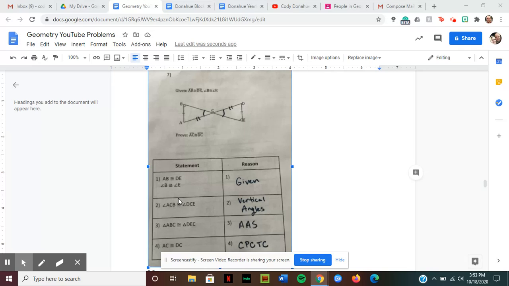Okay, so in our first statement, again, we're given the statements. We're asked to list the reasons that these statements make sense. So for our first statement, AB congruent to DE, angle B congruent to angle E, that is just going to be our given statement. It's given to us right up there.